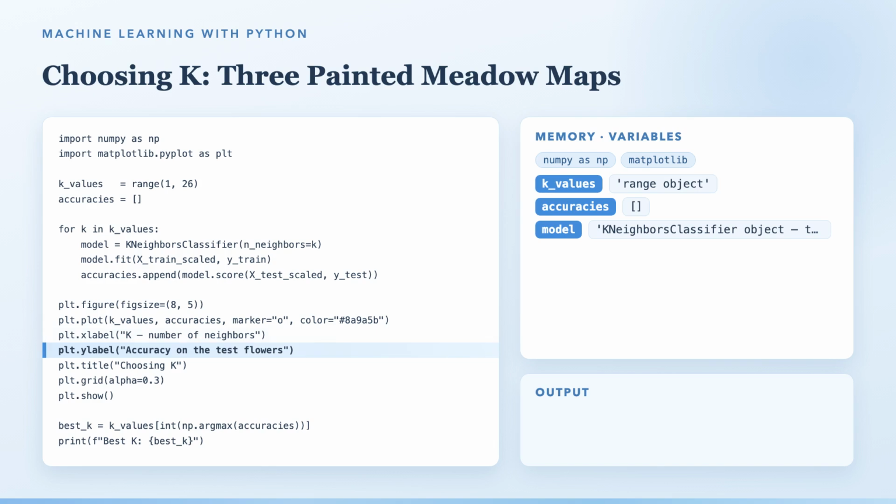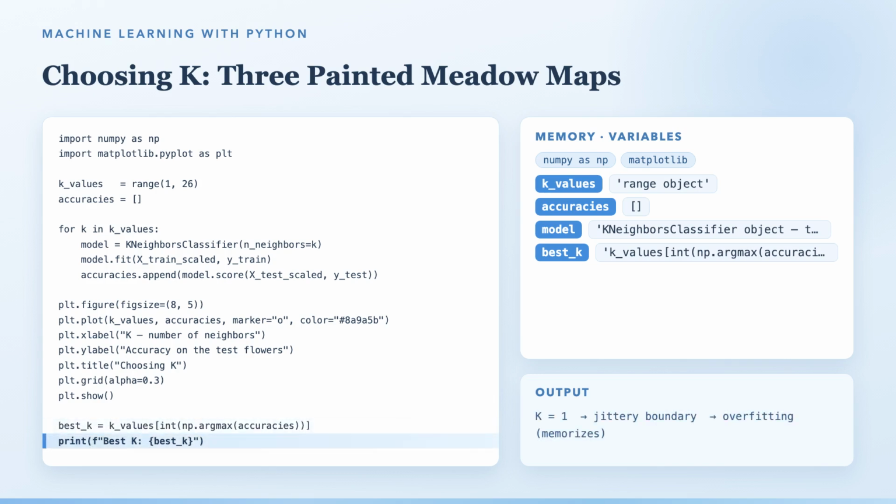Let's follow the loop. We import NumPy and Matplotlib. K values is a range from 1 to 25, and accuracies begins as an empty list. Inside the loop, for each K, we build a k-neighbors classifier with n_neighbors equal to K, fitted on X_train_scaled and y_train. Then model.score on X_test_scaled and y_test appends one accuracy to the list. After the loop, plt.plot draws K values against accuracies with little circle markers. We label the axes, title it Choosing K, add a soft grid, and show it. Finally, np.argmax finds the highest accuracy. K values gives us best K, and the print announces our answer.